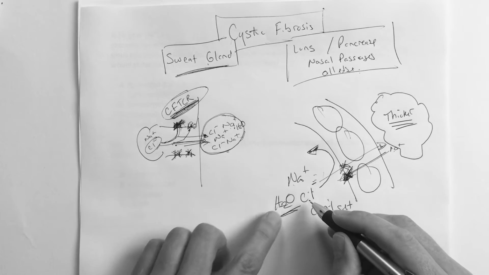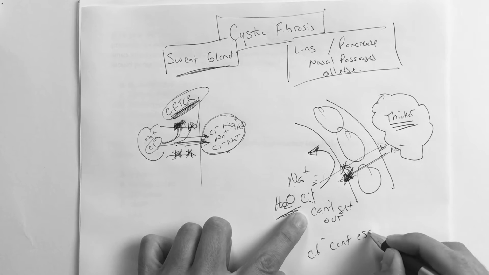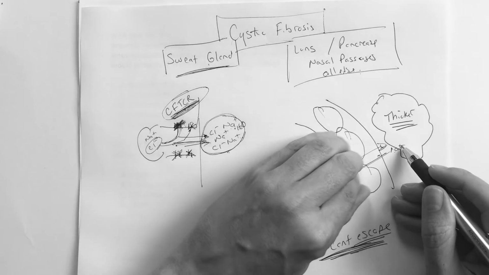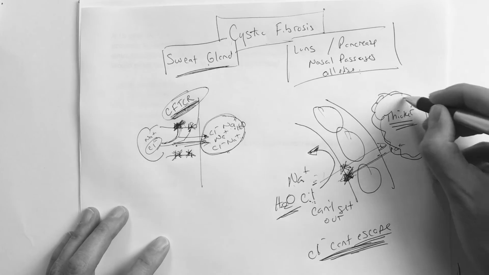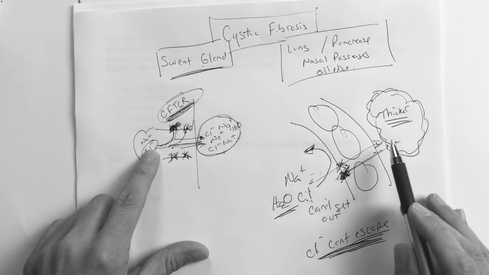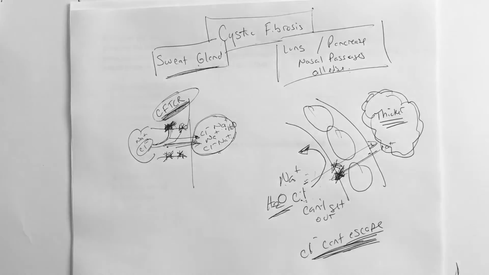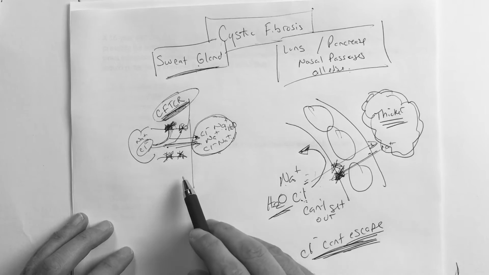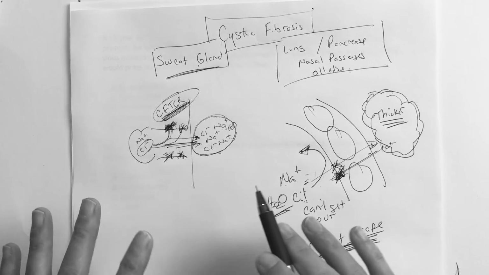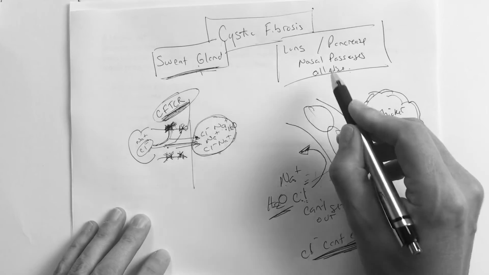But in this one, remember, the chloride can't escape. And if it can't escape, everything stays in. The fluid is thicker. But you see the difference? In the sweat gland, everything got out. But everywhere else in the body, these can't get out. So that's a big difference. You just have to understand that in terms of absorption and secretion and things like that. Two different things, sweat gland versus lung.